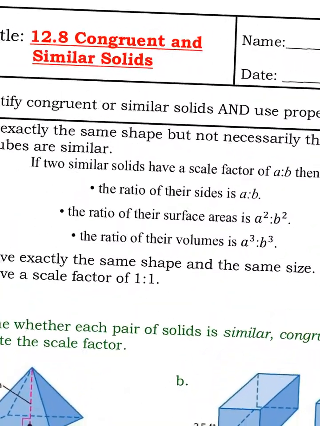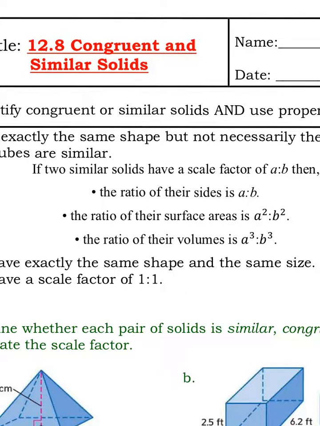What am I going over in 12.8? I'm going over ratios. We talked about ratios and scale factors of sides. We talked about ratios and scale factors of surface areas. Now I'm talking to you about volumes.